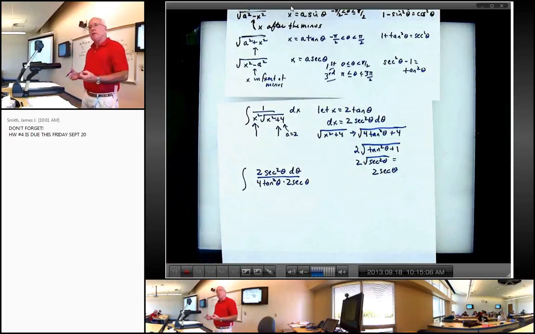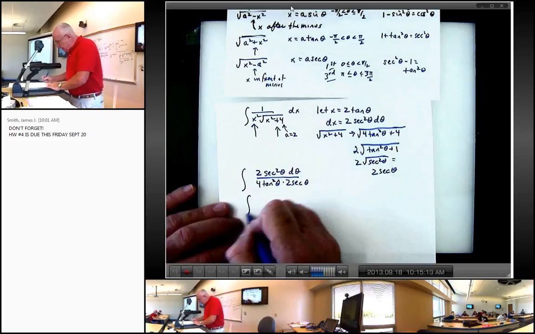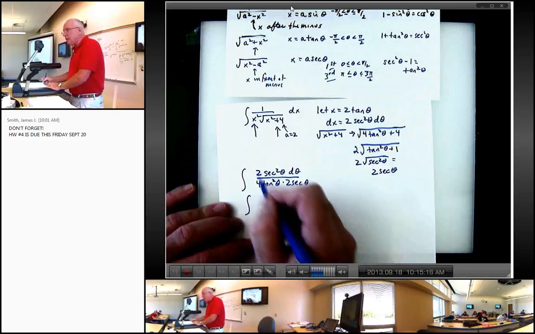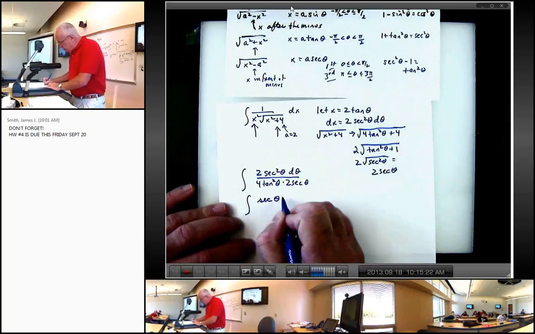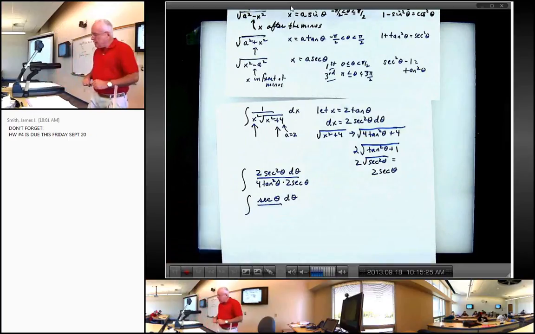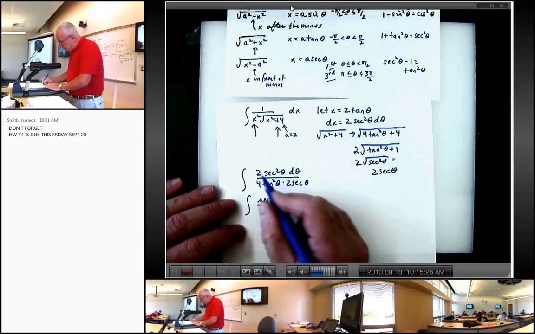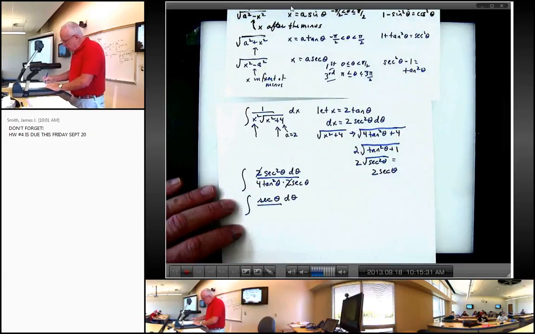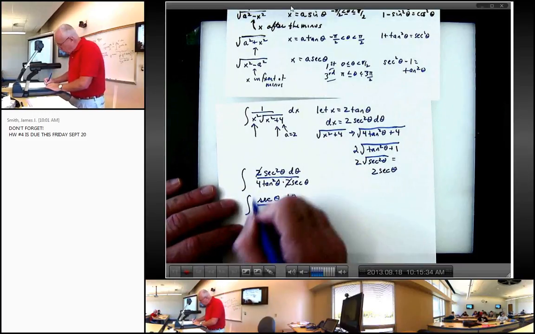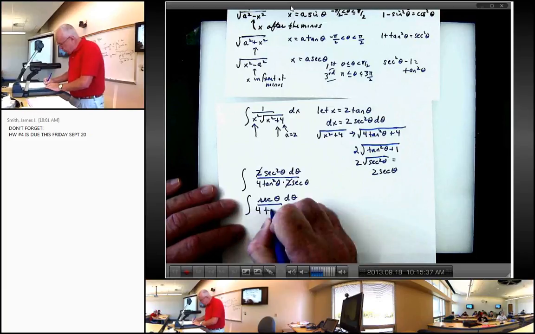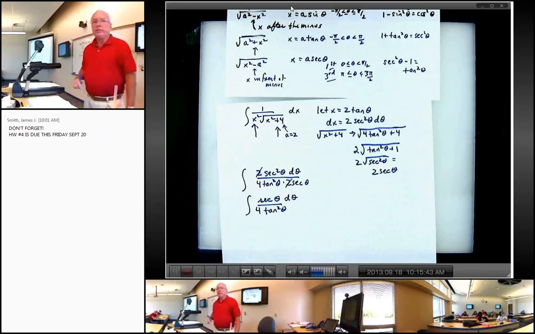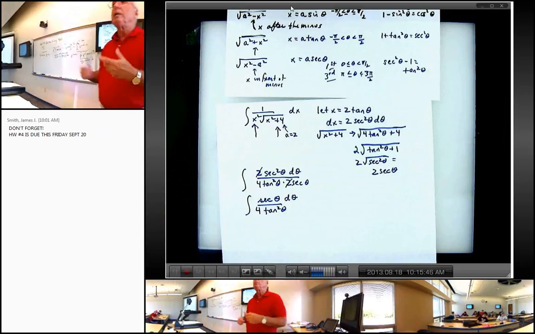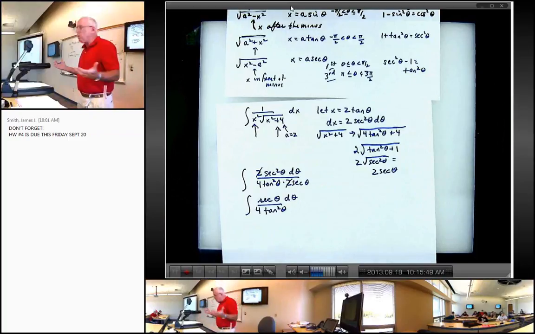Okay, we've replaced everything. Now let's cancel out what we can cancel out. I can cancel out a secant from top and bottom, and I can cancel out a 2. So what I'm left with on top is just the secant of theta d theta, and down below I'm still left with the 4 times the tangent squared of theta. So now I've got this, and this is one of the tricks you need to be able to know what to do with. So you say, well, what do I do now with this thing?